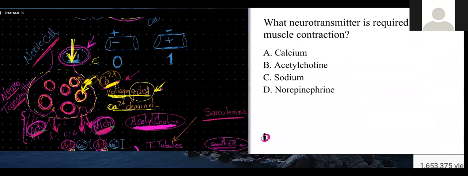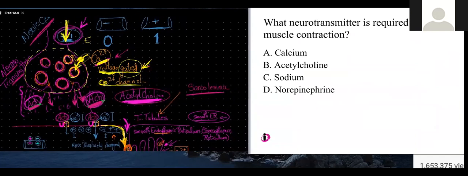All right, so can you answer this question here for me? What neurotransmitter is required for muscle contraction to take place? What was the name of the neurotransmitter? What is the neurotransmitter? This is the chemical that gets released from the nerve cell. What is the chemical that gets released from the nerve cell? It's my acetylcholine.